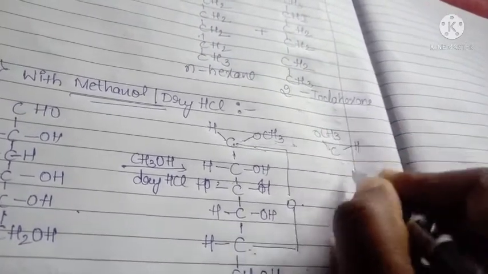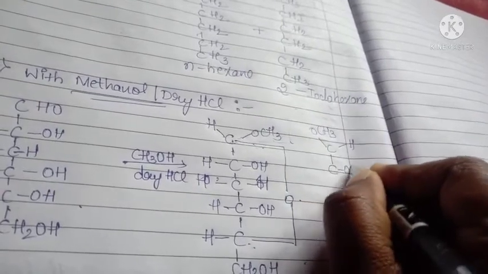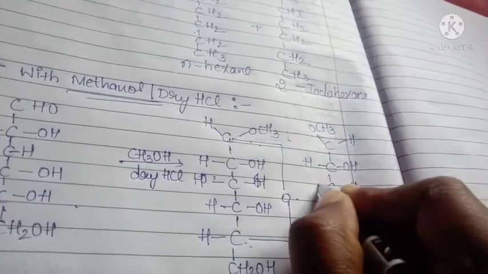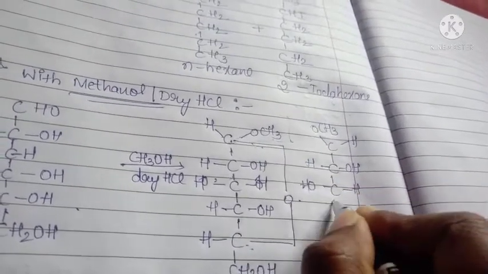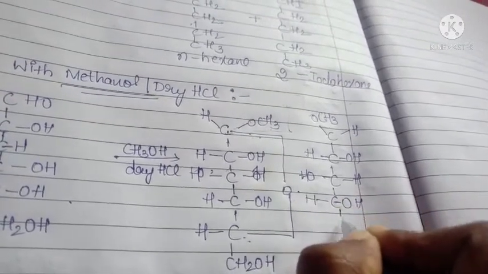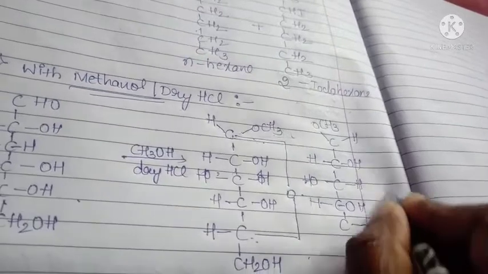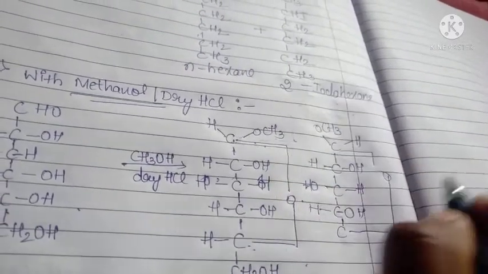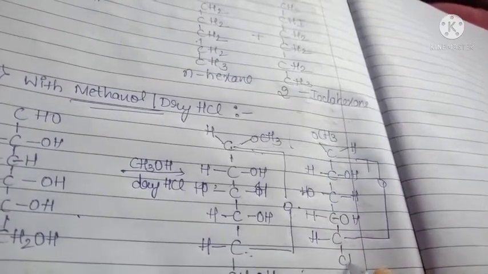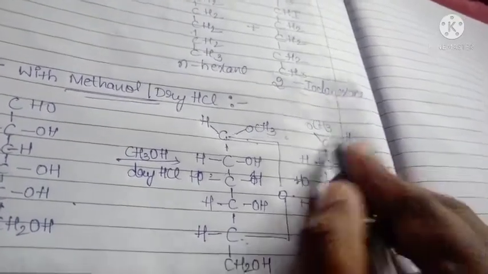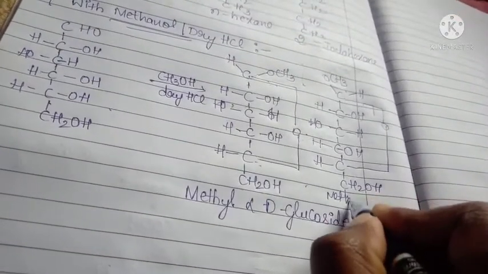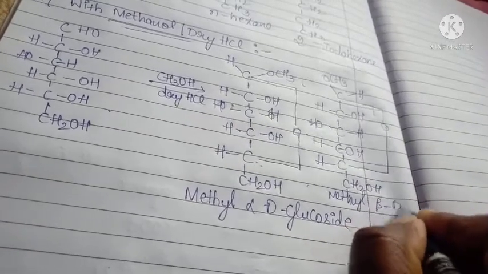CH, OCH3, COH H, CH OH, COH H, C, and here also this will be formed, H, CH2OH. Here OCH3 is present on the left side, so it is methyl beta D glucoside.